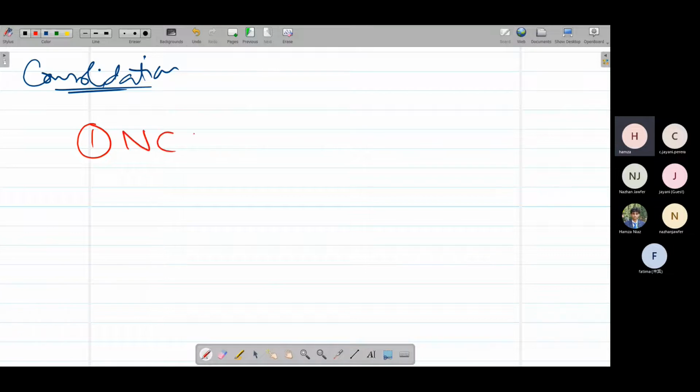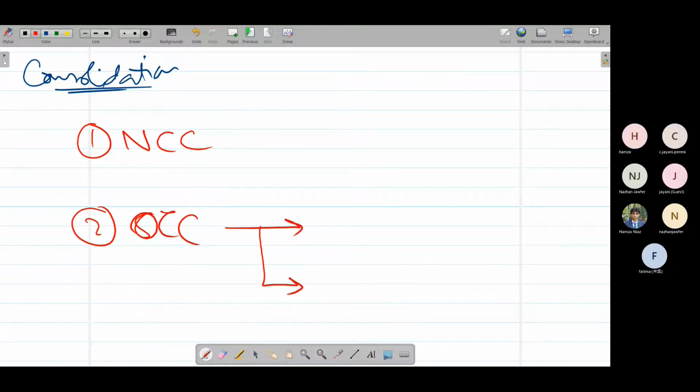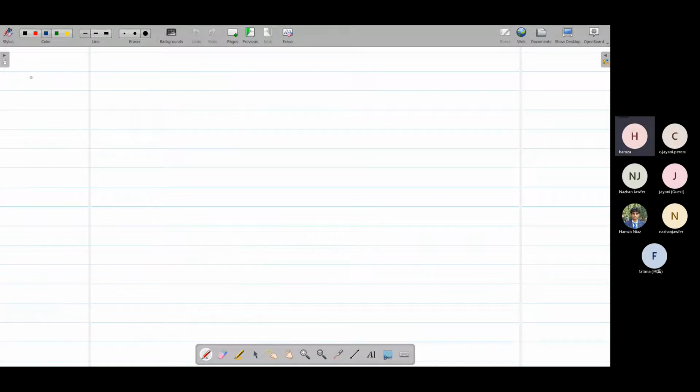The first one is where our soil is normally consolidated. The second one is where the soil is over consolidated. And in over consolidated, we have two different cases. So we'll look at these cases. First, we have this normally consolidated clay.